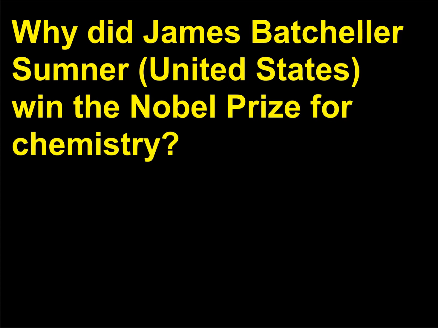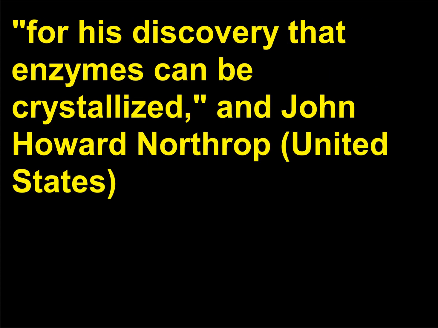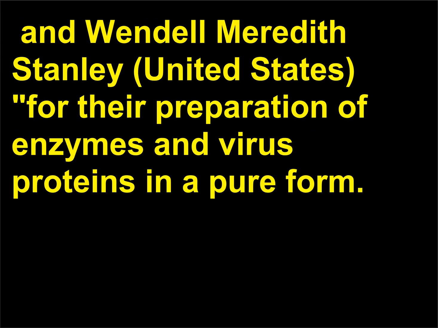Why did James Batcheller Sumner, United States, win the Nobel Prize for Chemistry? For his discovery that enzymes can be crystallized, and John Howard Northrop, United States, and Wendell Meredith Stanley, United States, for their preparation of enzymes and virus proteins in a pure form.